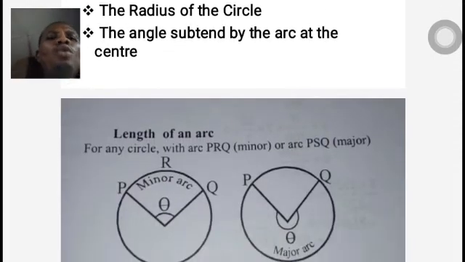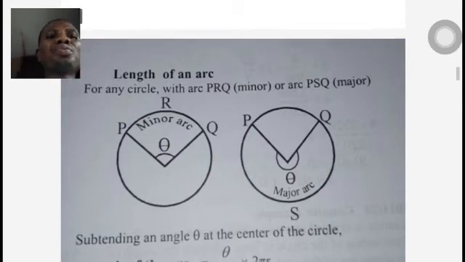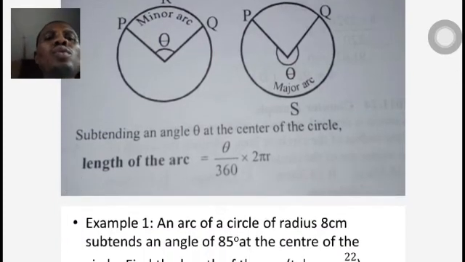Now, look at this diagram. In the first circle, we have arc PRQ, and that is the minor arc. The angle sustained at the center is theta, and we also have PSQ, that is the major arc. We have the minor arc here, PRQ, and here we have the major arc, PSQ.